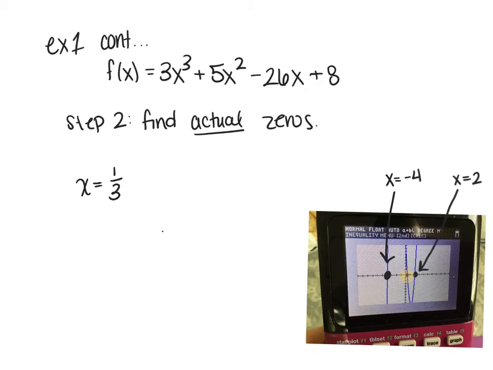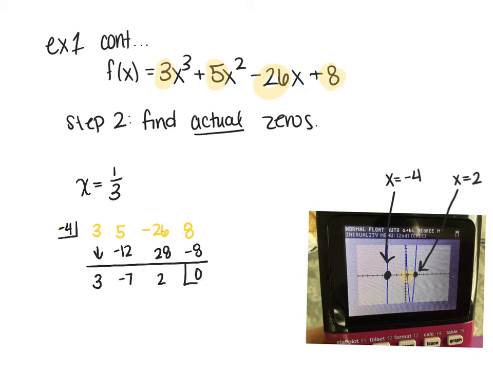So I know -4 is an answer. So I'm going to take -4 and I'm going to do synthetic division on my function, using these coefficients. So I've got 3, 5, -26, and 8. So complete your synthetic division.